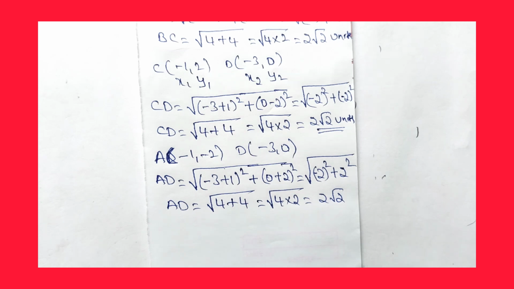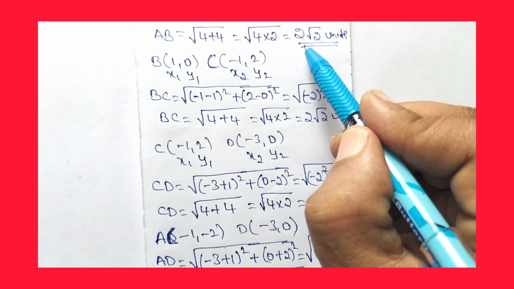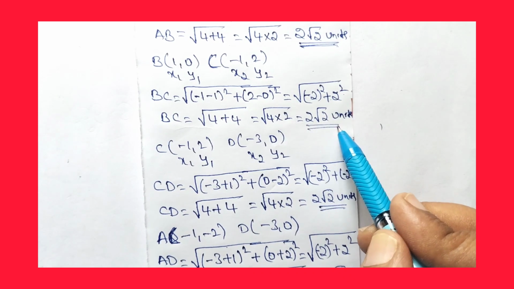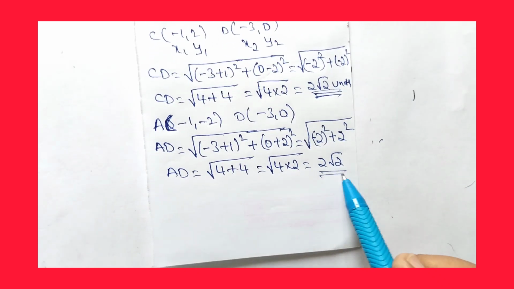So all the sides are equal. Observe, all the sides are equal. That is AB is 2 root 2, then BC is 2 root 2, then CD is 2 root 2, then AD is 2 root 2.